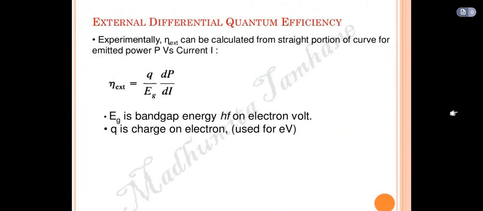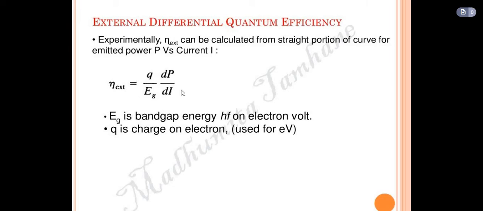Next, we have to see how the external differential quantum efficiency can be expressed in terms of the portion of the curve for the power that is going to be emitted, P versus current I. How do we get that? It is given by another formula. External efficiency equals Q by Eg. What is this Eg actually? It's nothing but the gap. Normally we say Fermi energy gap, but here we have the gap between the cavities. So Q by Eg into dP by dI.